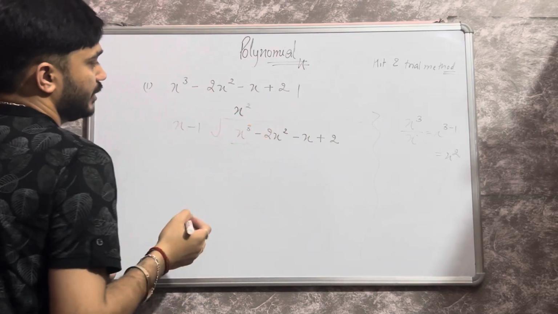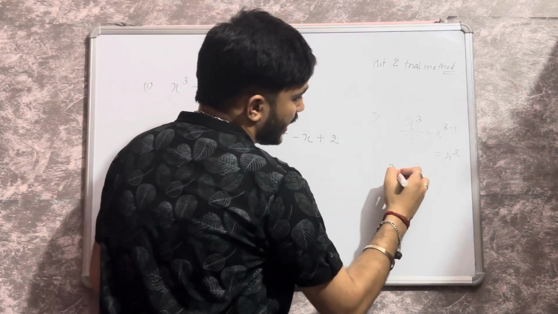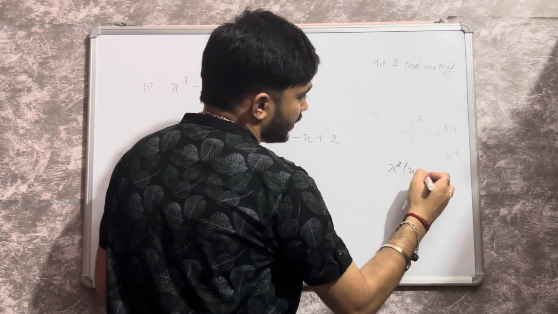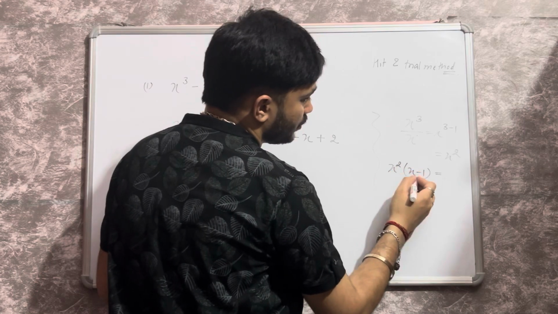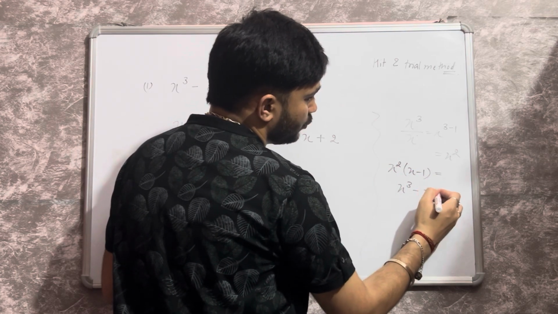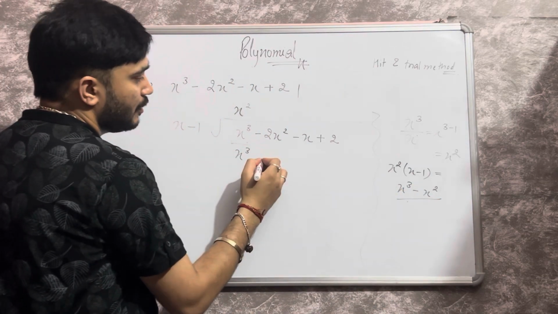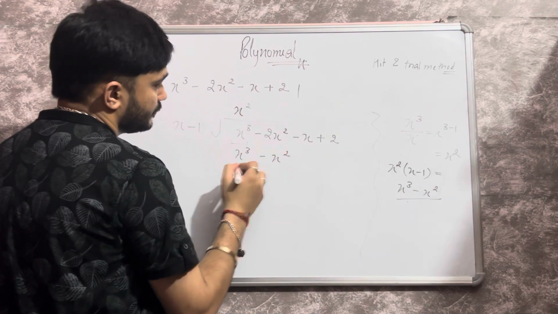Write this x square here. So you are going to multiply x square with this. X square multiplied with x minus 1 will yield x square into x, you will get x cube, and into minus 1, you will get minus x square. So write x cube here minus x square here.